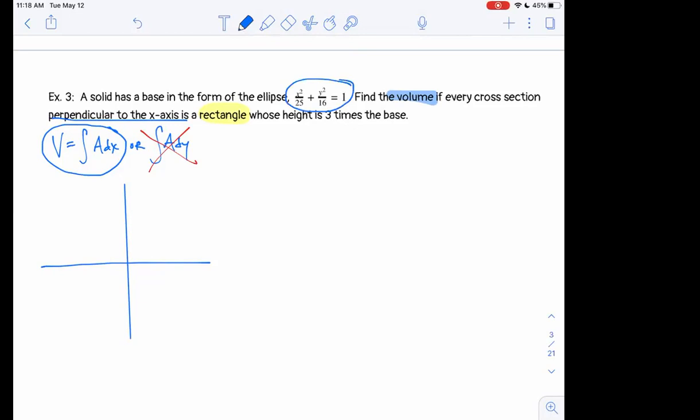If I look at this ellipse, I know that the center is at the origin, so I'm going to jot that in. The center's at the origin. And the number under x squared is 25. If I take the square root of that number, I will get 5. And 5 is the number of units I'm going to count out in the horizontal direction.